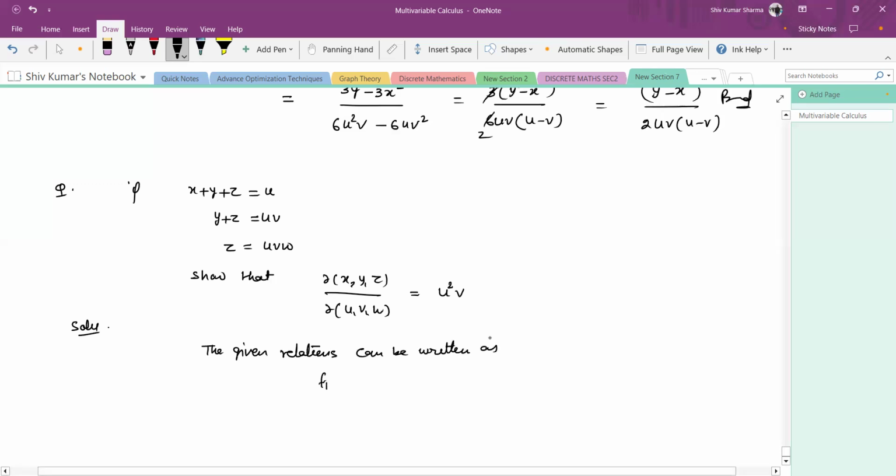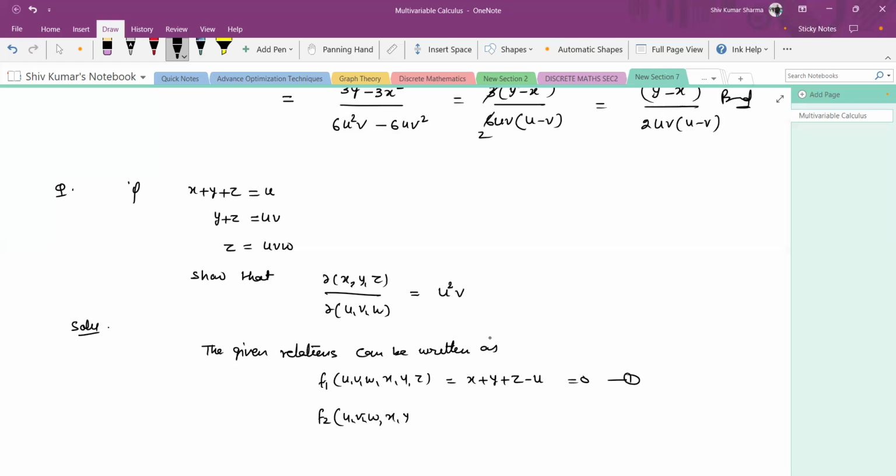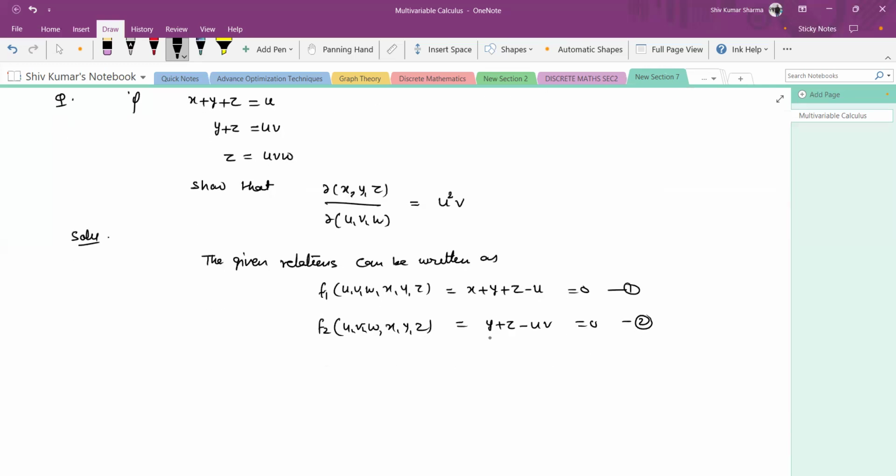first we assume the function f1. So for the first function, we can write f1(u, v, w, x, y, z) is equal to x plus y plus z minus u equal to 0. So this is our first function. Okay, so for the second, f2(u, v, w, x, y, z). So f2 is a function of all six variables. This can be written as y plus z minus uv is equal to 0. And third, f3.